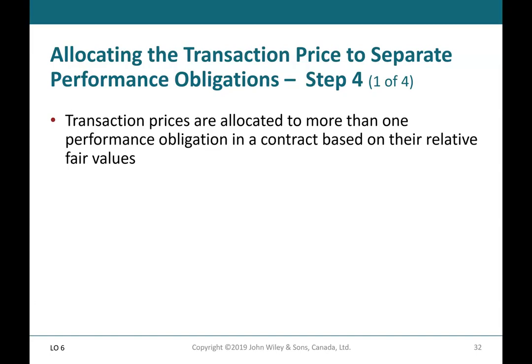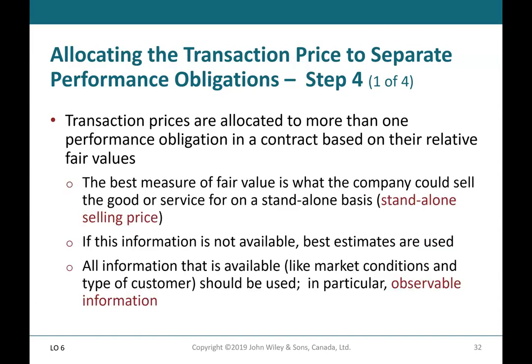Allocating the transaction price to separate performance obligations, step 4, 1 of 4. Transaction prices are allocated to more than one performance obligation in a contract based on their relative fair values. The best measure of fair value is what the company could sell the good or service for on a standalone basis. This is standalone selling price. If this information is not available, best estimates are used. All information that is available, like market conditions and type of customer, should be used, in particular, observable information.